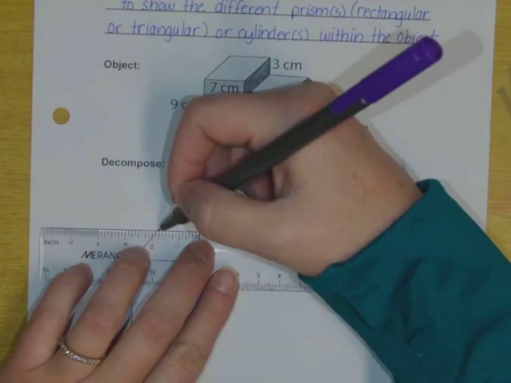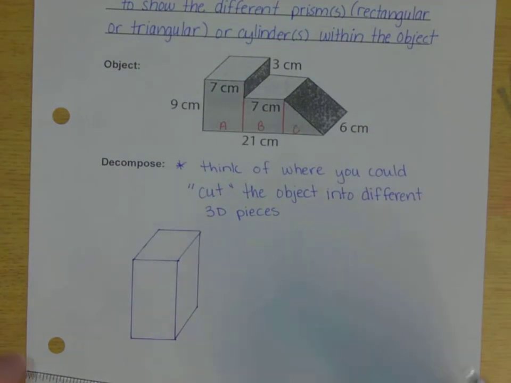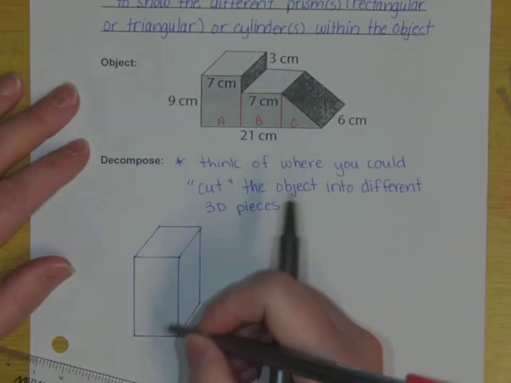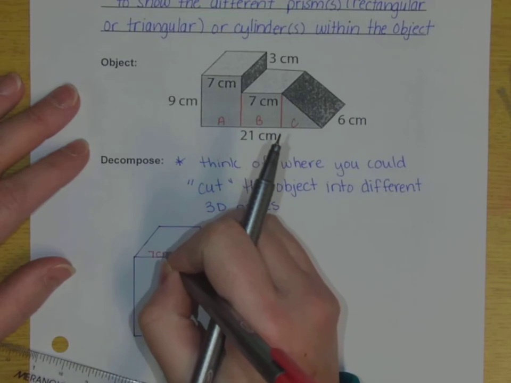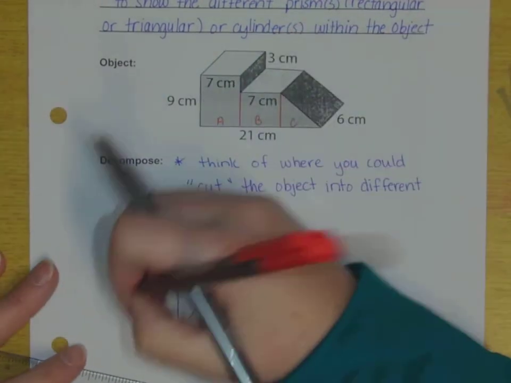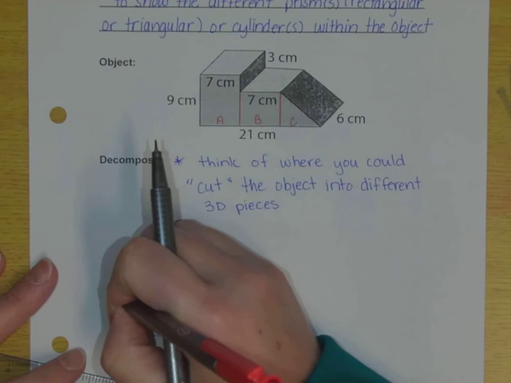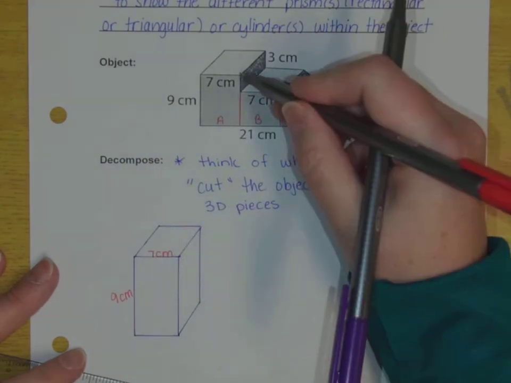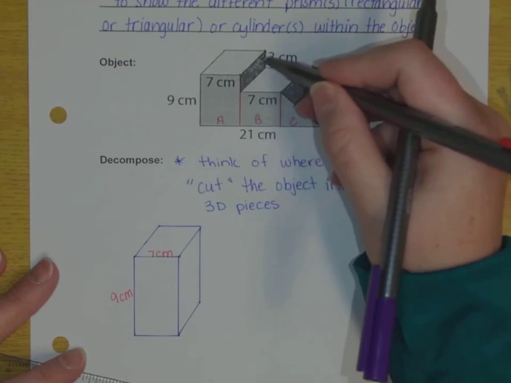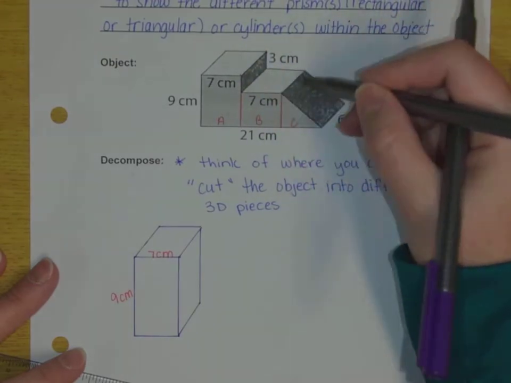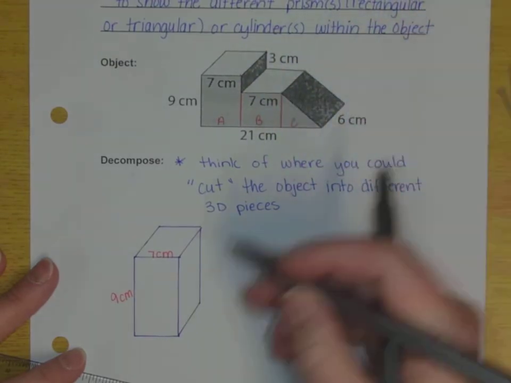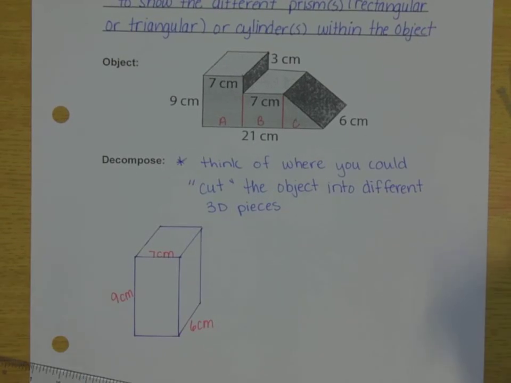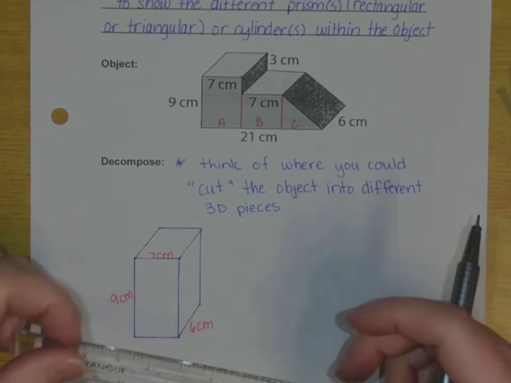Okay, so we have our first piece drawn. So now we're going to label the sides. We know that across the top here, that is 7 centimeters. We know all the way up the side is 9 centimeters. Now, how deep is it? So how deep is it from here to here? Well, let's look. We don't have a measurement until, oh, right here at the bottom. So it is actually 6 centimeters deep.